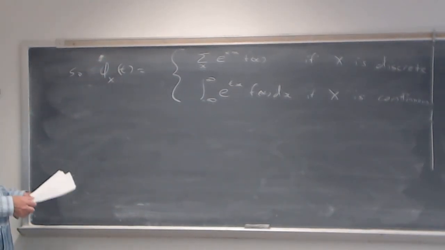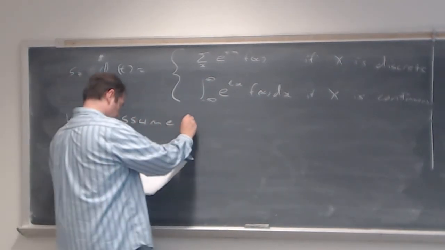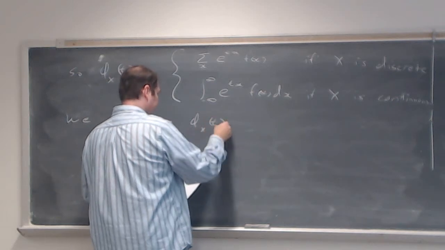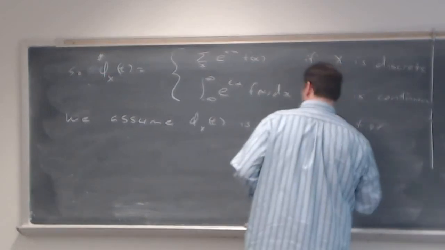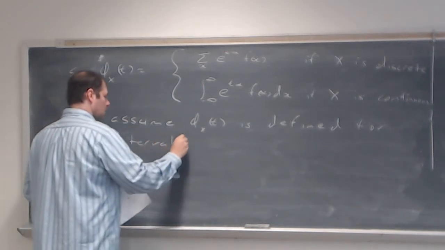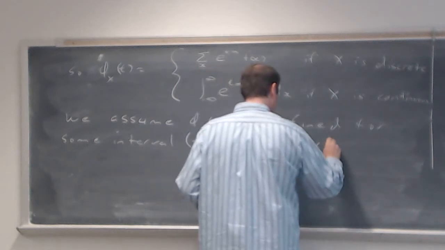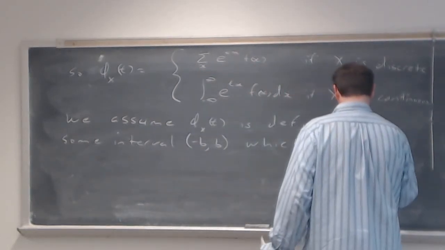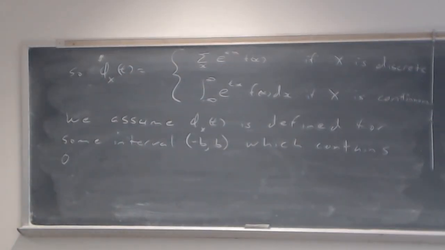And so we assume phi sub X of t is defined for some interval, let's say minus b to b, which contains 0. So our t values are in here. We're assuming that this function exists. All right, well, I want to do some facts about the moment generating function and then do some examples.